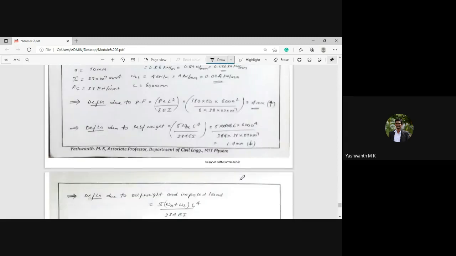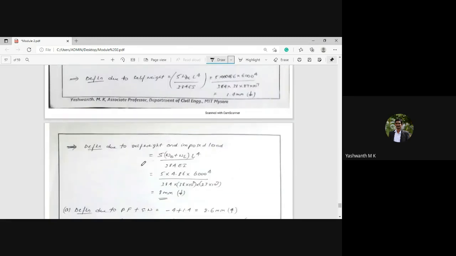Next, deflection due to self-weight and the imposed load, which is very much required. I will tell you why they are being considered together. Since both self-weight and imposed load are UDL, I am going to consider them together.